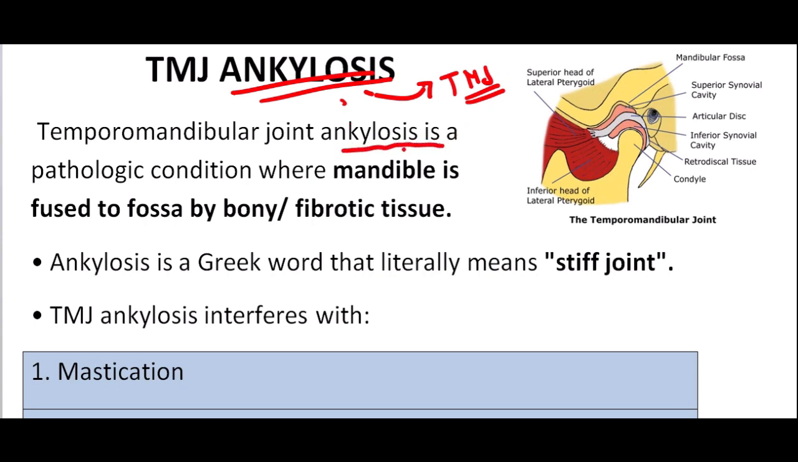So the term ankylosis, remember, it is a pathological condition where the mandible is fused to the fossa by bony or fibrous tissue. Ankylosis is a Greek word that means stiff joint.